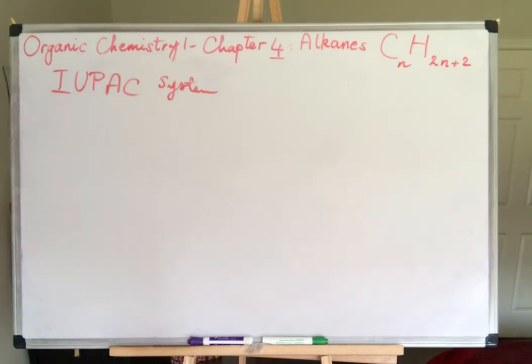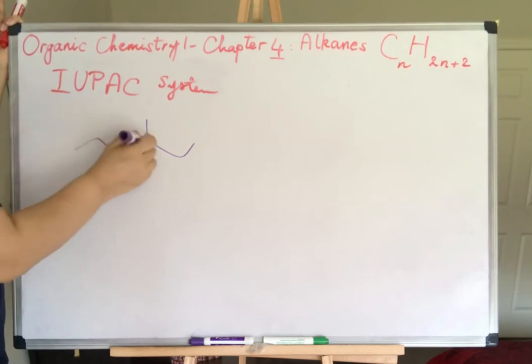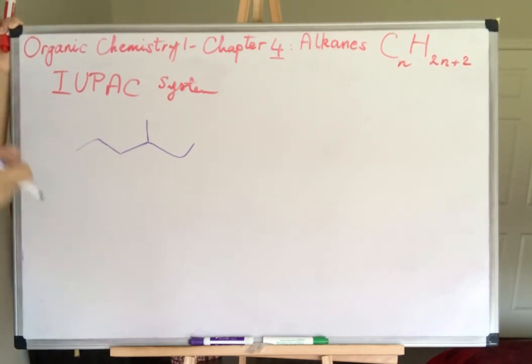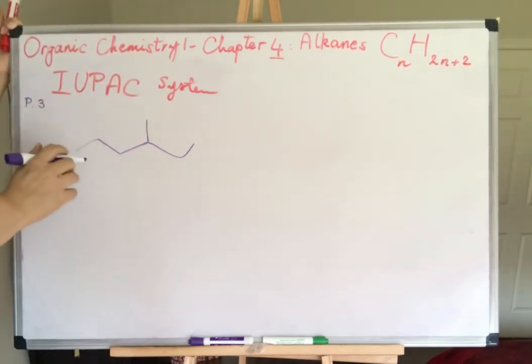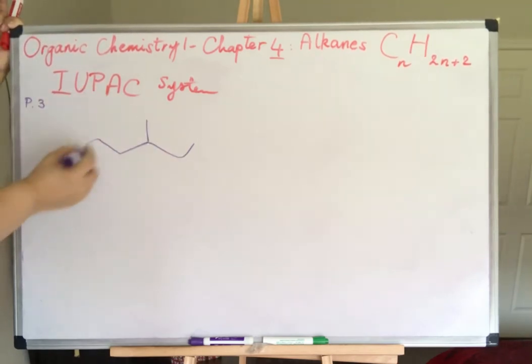So for naming alkanes, for example, if you have this, first we need to determine the parent chain, which should be the longest chain. You have them on page 3, so please go over the rules for naming alkanes. Parent chain is always the longest, and keep it in mind, the longest chain is not necessarily straight. It can be curved. So parent chain 1, 2, 3, 4, 5, and 6. Either way is 1, 2, 3, 4, 5, 6. 1, 2, 3, 4, 5. So it's not the longest chain.